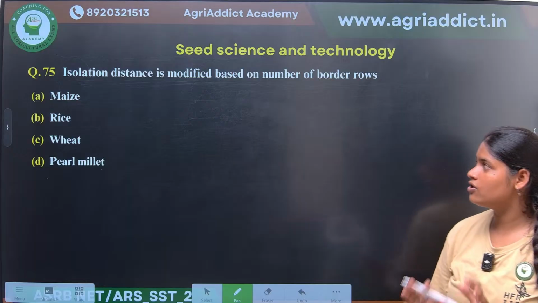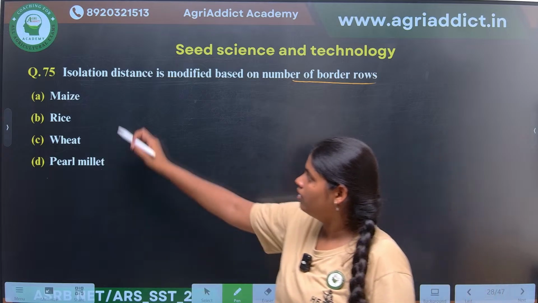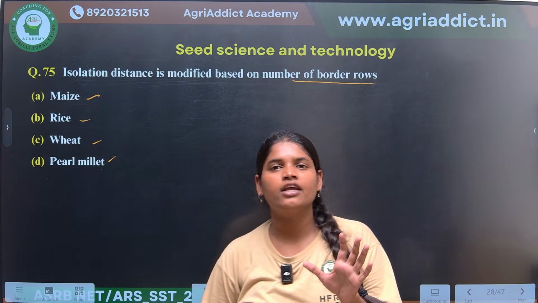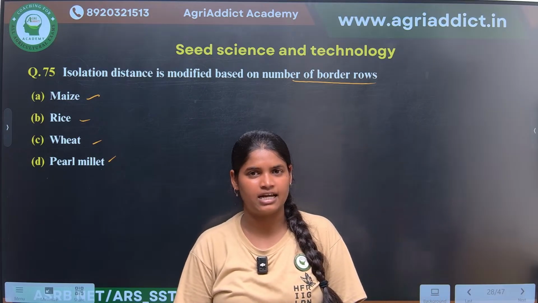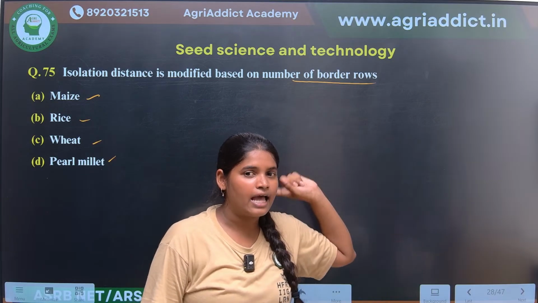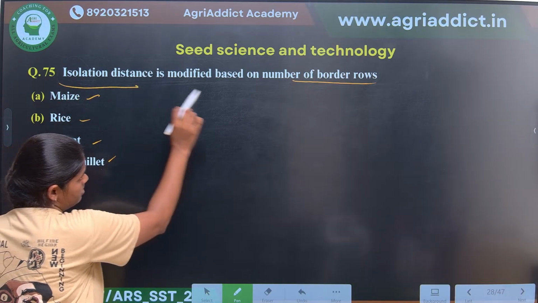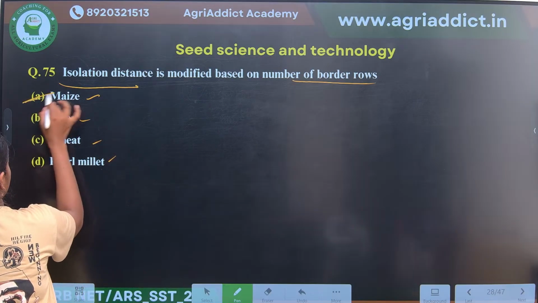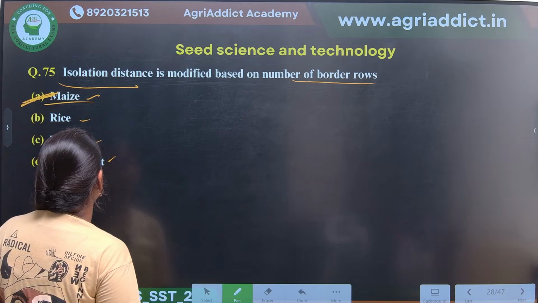The next question is: isolation distance is modified based on number of border rows in which crop? Maize, rice, wheat, pearl millet. When it comes to the seed production aspect, maintaining quality is very important. For that, we follow so many standards, right? Field standards, seed standards. One of the field standards, which is a very important prerequisite, is isolation distance. They are asking in which crop we can modify the isolation distance based on the number of border rows. The answer is maize.